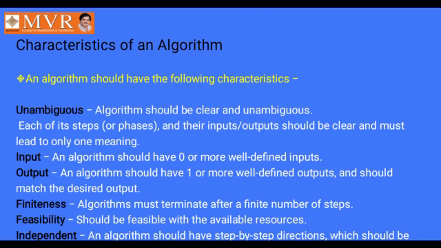It should be feasible, and independent of any language. So whenever you are writing an algorithm, it should be clear, unambiguous, take one or more inputs, give one or more outputs, be finite, be feasible, and be independent of any programming language. These are some of the characteristics of an algorithm.